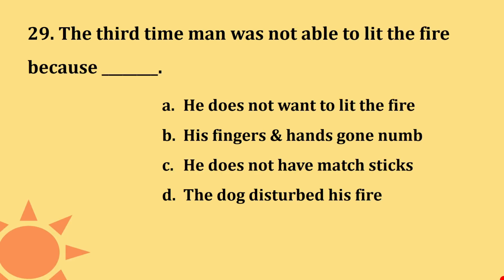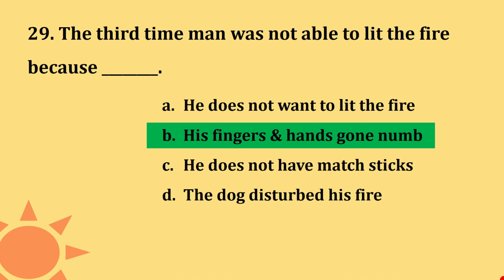29. The third time man was not able to light the fire because options are A. He does not want to light the fire. B. His fingers and hands gone numb. C. He does not have matchsticks. And D. The dog disturbed his fire. What is the correct option? And the correct option is his fingers and hands gone numb, and hence third time he could not light the fire.